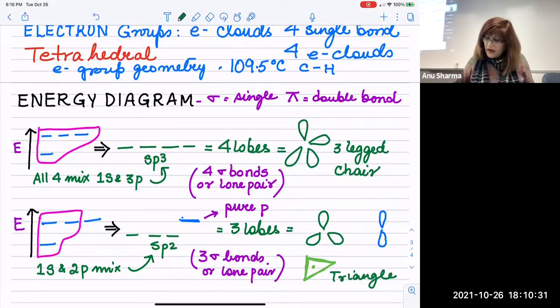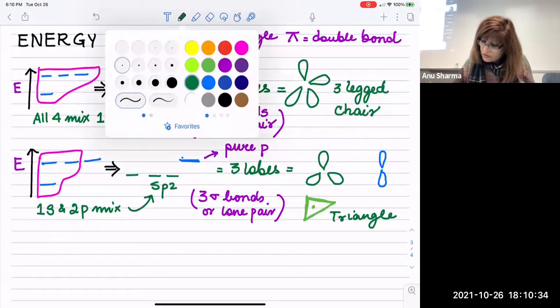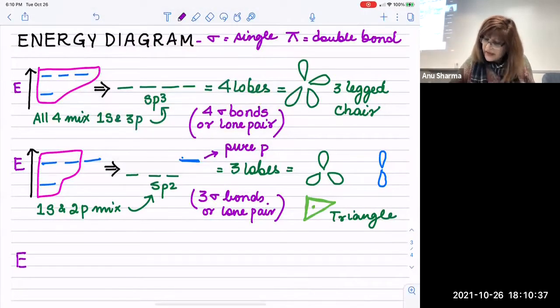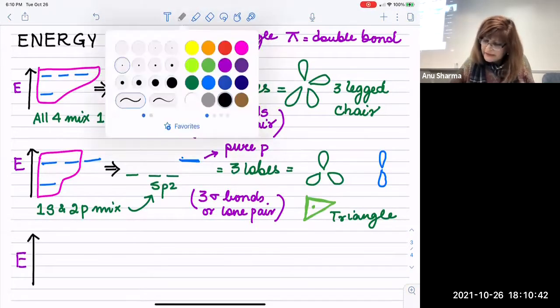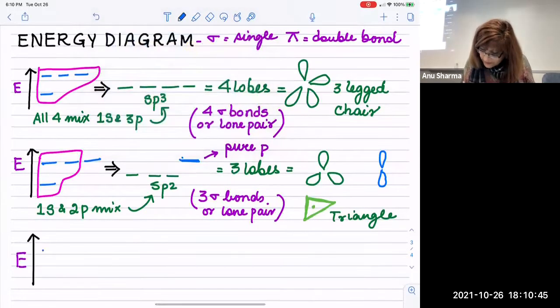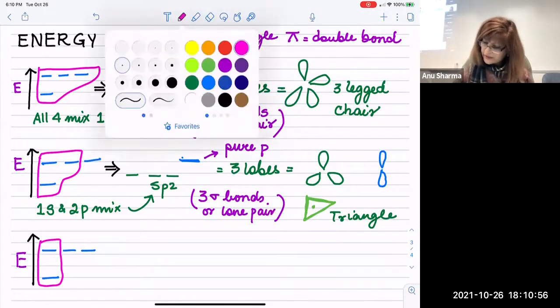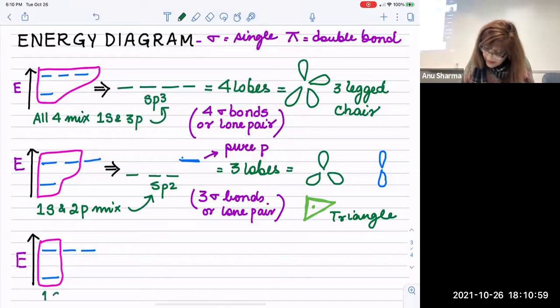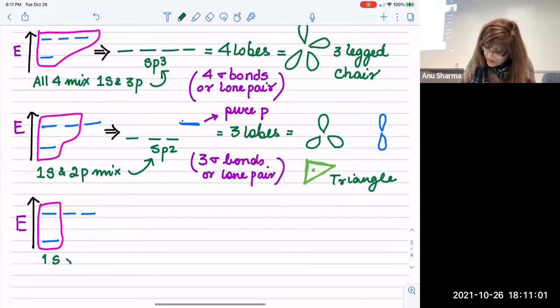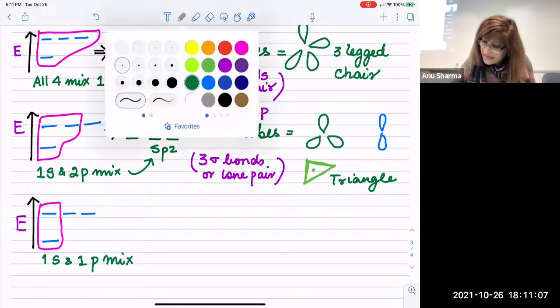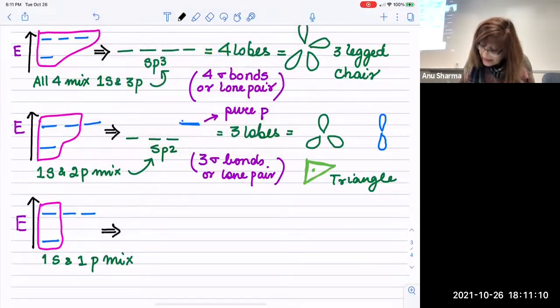All right. Now let's look at another situation where we have only the S and the P, one of S and one of the P's mixing. So here are the P's, 1, 2, 3 are the P's, and this is the S. So what we see here now is that only one S and one P are mixing. So let's write this here: when one S and one P mix, then what is happening? How does it look?